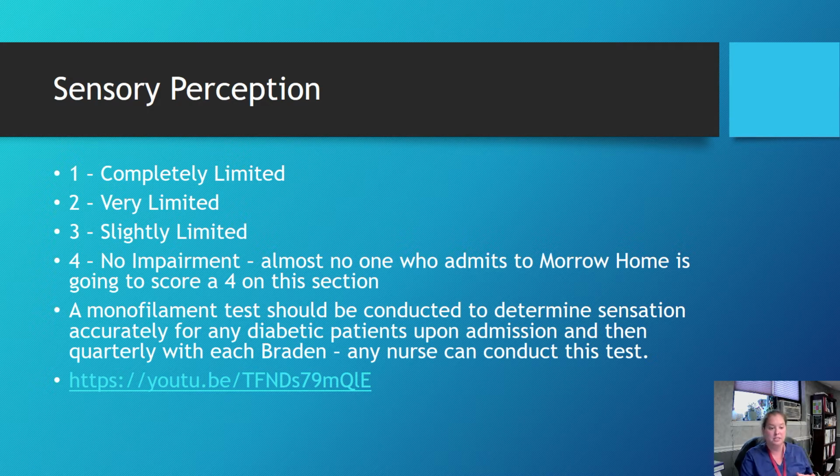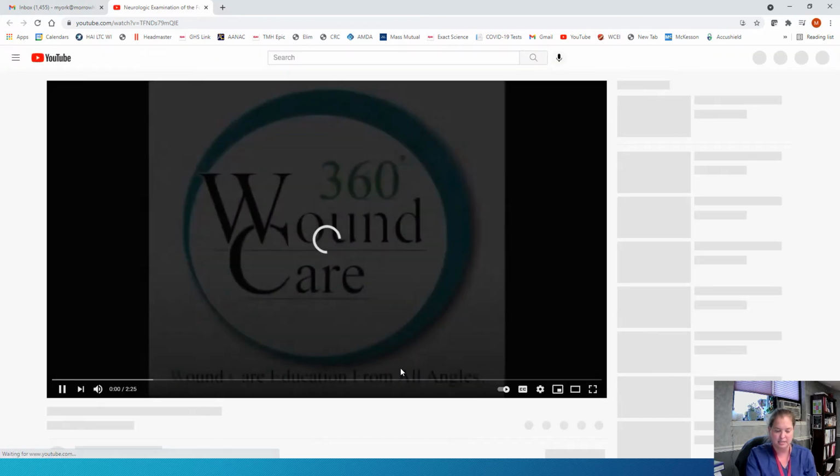Very rarely are you going to get a no impairment. Basically, people who admit here, they have some degree of impairment in their sensory perception. Now, it's not impossible to get a no impairment score, it's just not very likely. So let me click on here, and we are going to watch how to do the monofilament test.